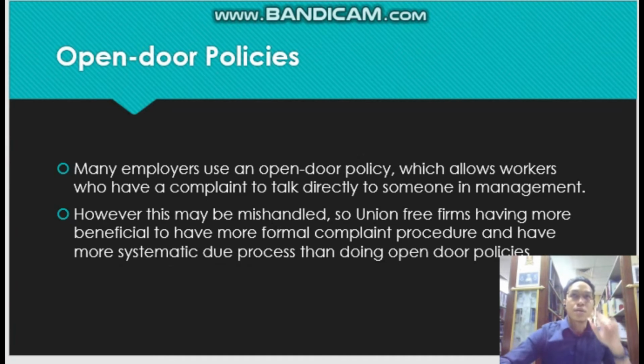So another term in policy is the open door policy. Many employers use an open door policy, which allows workers who have a complaint to talk directly to someone in management. However, it may be mishandled, so union-free firms may find it more beneficial to have a more formal complaint procedure, written and more systematic, than the open door policy. So different companies may have different ways to solve complaints from the workers.